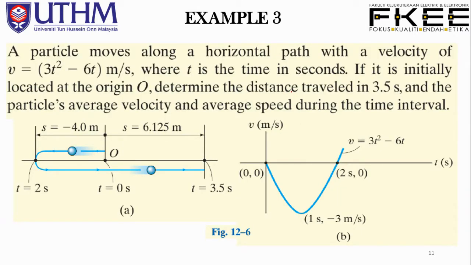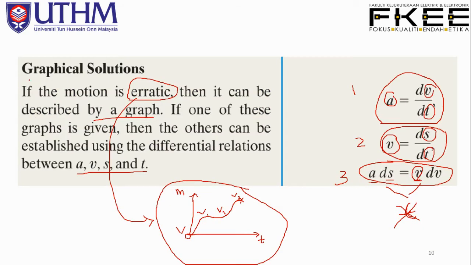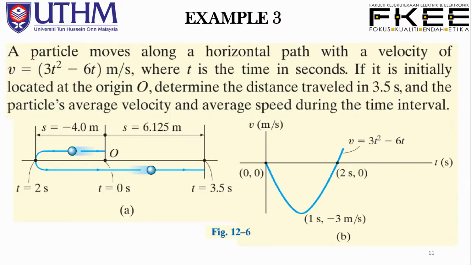And then example number 3. This is a good example of how we can understand the graphical solution. A particle moves along a horizontal path with a velocity of v, which is the speed of this particle, given as 3t squared minus 6t. This is the horizontal path of this particle, which is moving from O, the origin, where t is the time in seconds.